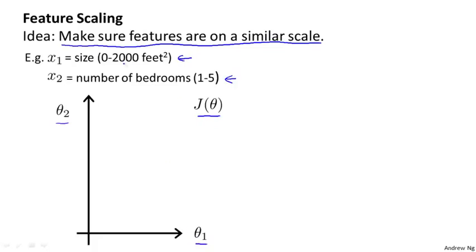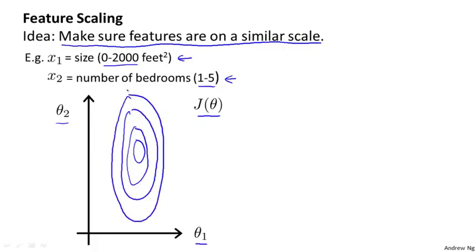But if x1 can take on a much larger range of values than x2, it turns out that the contours of the cost function J of theta can take on this sort of a very, very skewed elliptical shape. Except that with a 2000 to 5 ratio, it can be even more skewed. So these very, very tall and skinny ellipses, or these very tall, skinny ovals, can form the contours of the cost function J of theta.